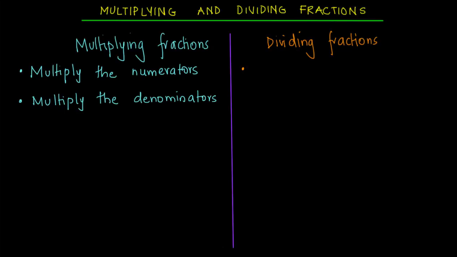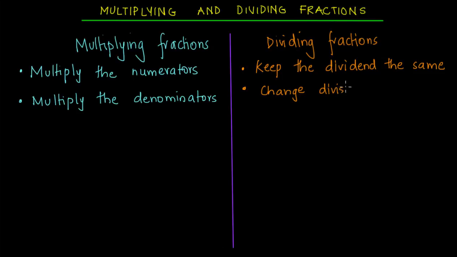Dividing by a number is the same as multiplying by its reciprocal. So when we are dividing fractions, we keep the first number, which is the dividend. So keep the dividend the same. Then since we are multiplying by the reciprocal, we change the division to multiplication. So let's write that down. Change division to multiplication.